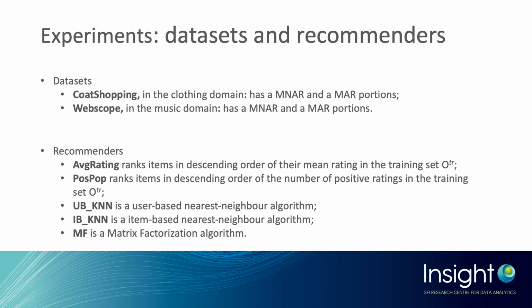We train 5 recommender models, all of them producing a ranked list of recommended items. AVG rating ranks items in descending order of their mean rating in the training set OTR. PostPop ranks items in descending order of the number of positive ratings in the training set OTR. UBKNN is a user-based nearest neighbors algorithm. IBKNN is an item-based nearest neighbor algorithm. And finally, MF is a matrix factorization algorithm.